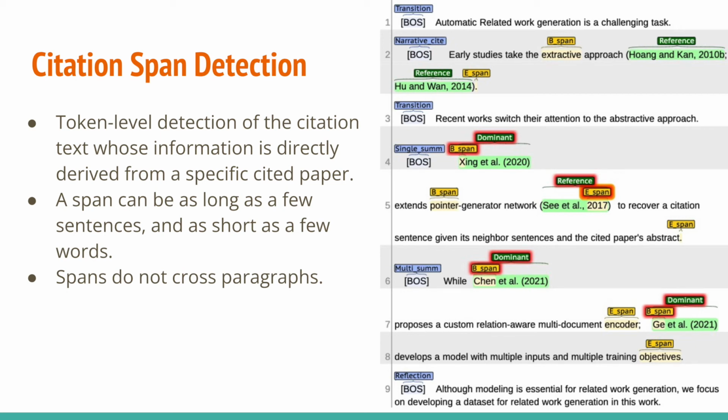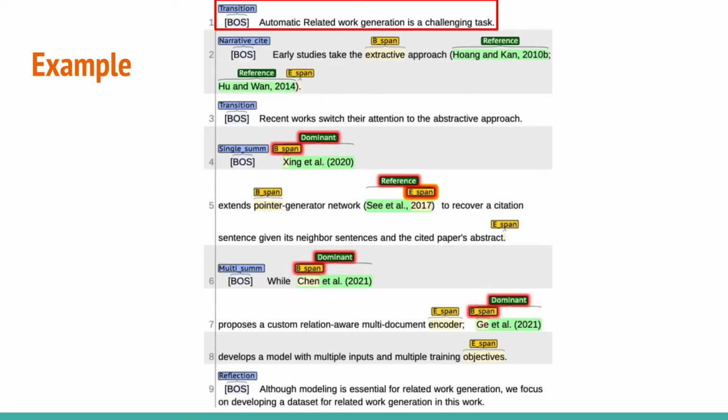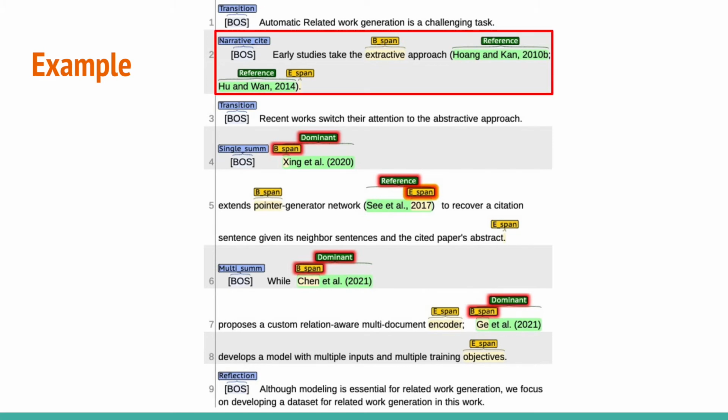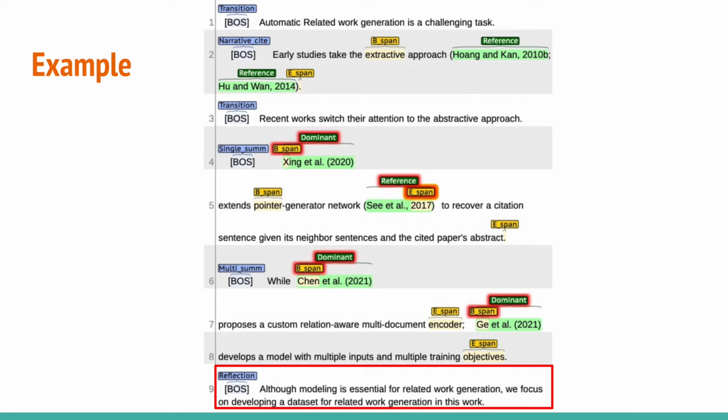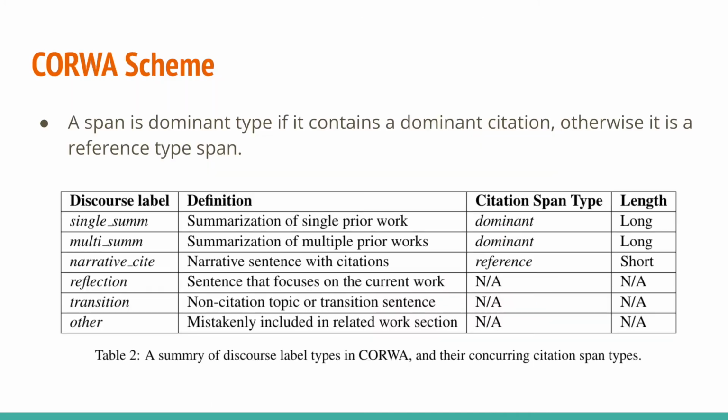or as long as a few sentences for dominant-type citations. In this artificial example that illustrates the label set of CORWA, the first general topic sentence does not contain any citation. Then a narrative sentence cites a few reference citations with short spans. Sentences 4 and 5 almost entirely describe the prior work in detail. Note that in line 5, the reference type span is nested in a longer dominant type span. Finally, a reflection sentence ties the related work back to the current work.